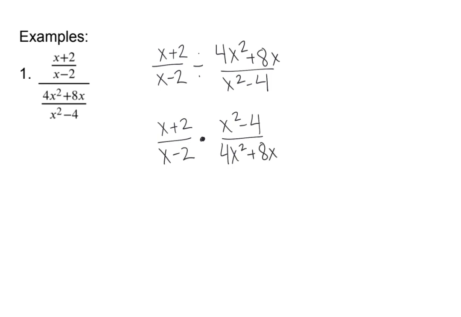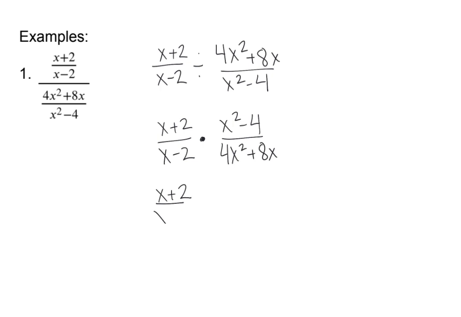Once we're here, we're ready to multiply. But remember, multiplying first is going to make a mess. We are better off reducing if we can. So let's reduce first and then multiply. In order to reduce, we're looking to cancel common factors. And in order to do that, we have to have it in factored form.